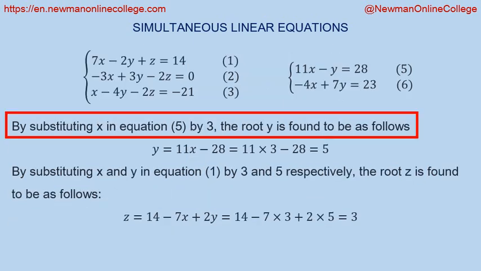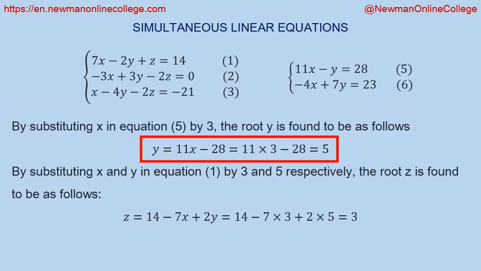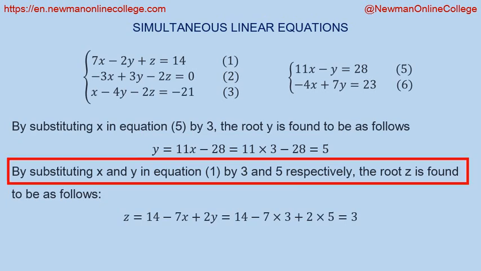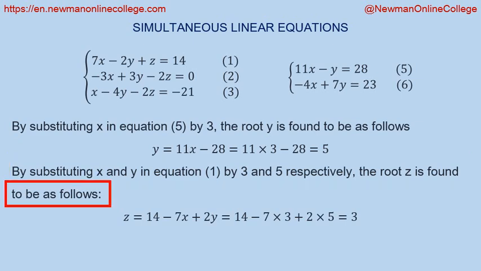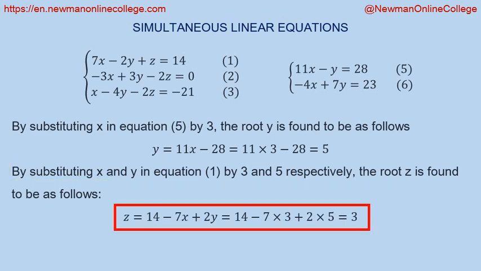By substituting x in equation 5 by 3, the root y is found to be as follows. y equals 11x minus 28, equals 11 times 3 minus 28, equals 5. By substituting x and y in equation 1 by 3 and 5 respectively, the root z is found to be as follows. z equals 14 minus 7x plus 2y, equals 14 minus 7 times 3 plus 2 times 5, equals 3.